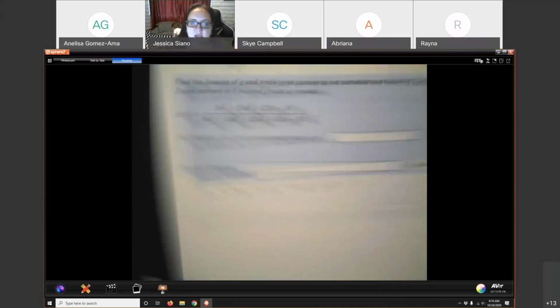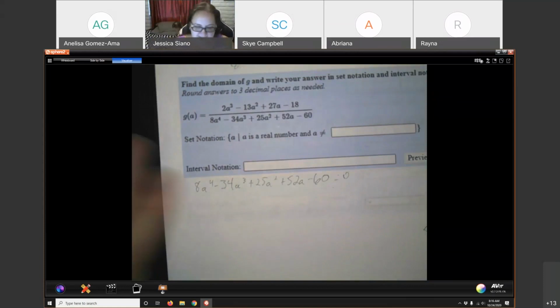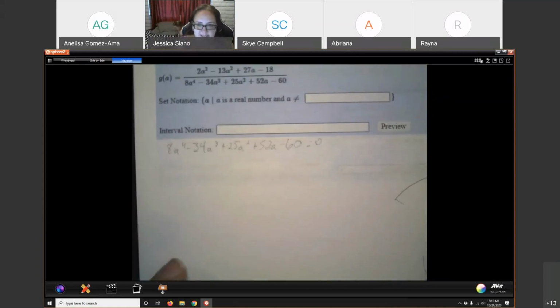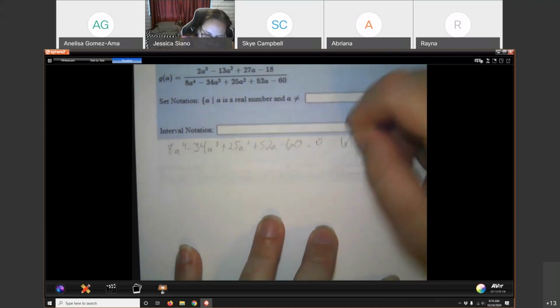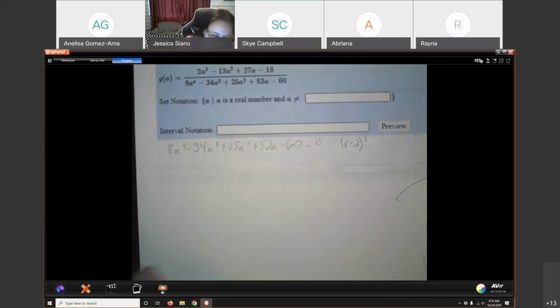Okay. So the fact that that 2 repeats means that I can take it out twice, because I know that when it bounces like that, the x minus 2, because it was a positive 2, x minus 2 happens twice.